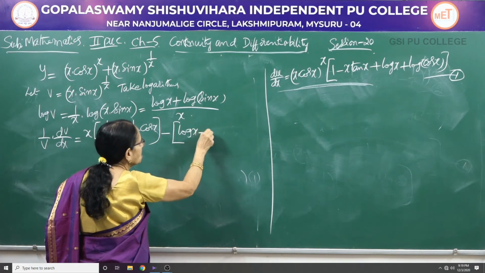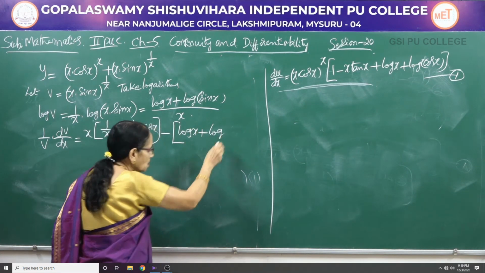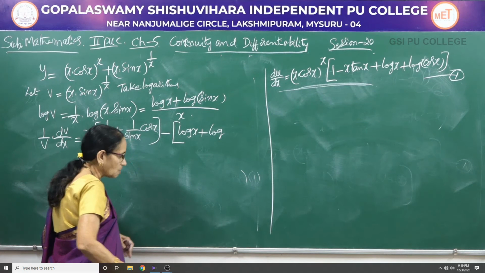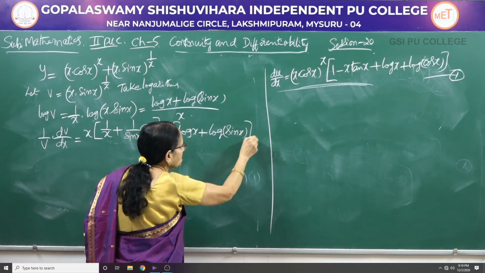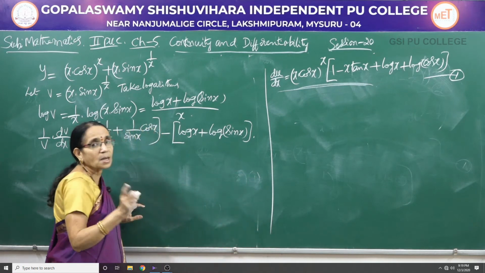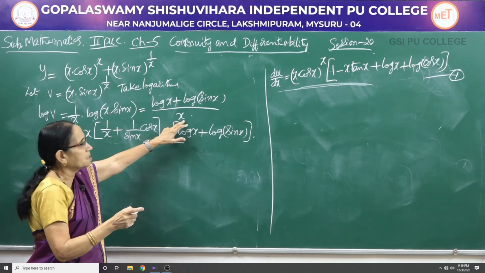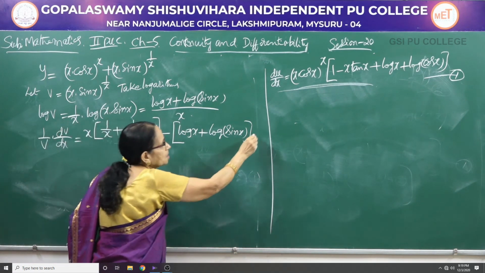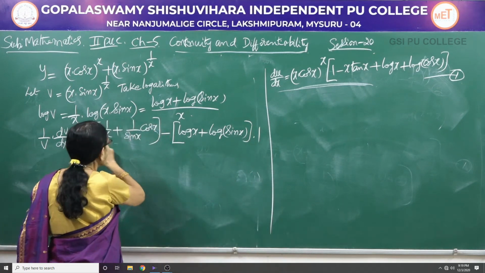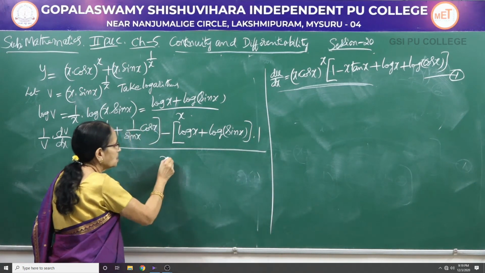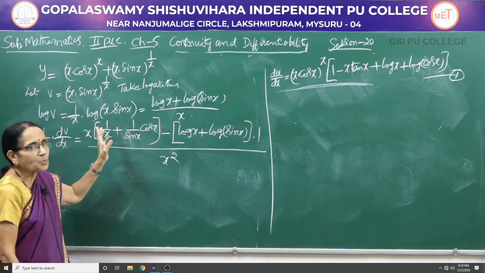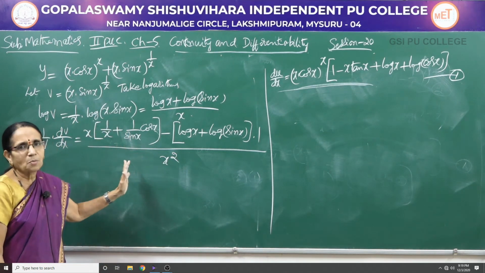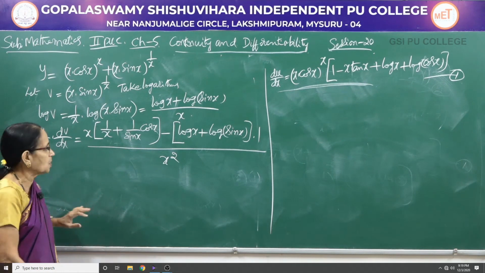Denominator into derivative of the numerator minus the numerator. Write the numerator: log x plus log of sin x. Now, this is the numerator into the derivative of the denominator. The denominator is x, whose derivative is 1. Whole thing divided by the square of the denominator. Even if you had kept it as a product, we would get the same terms. There will not be any change in that.